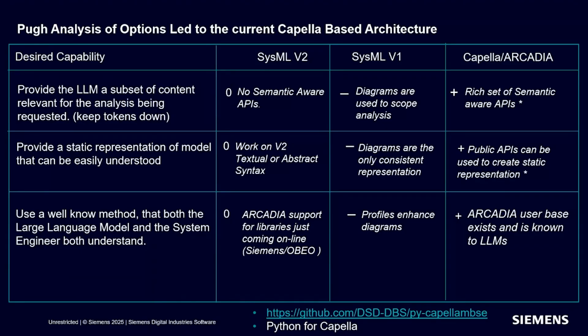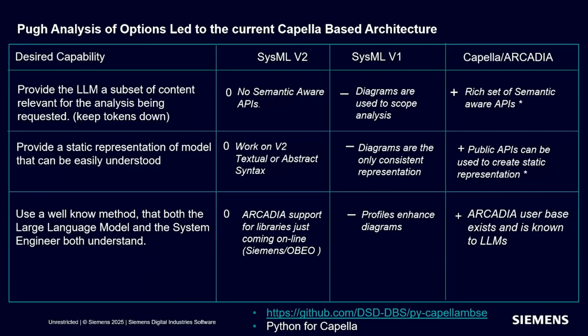I can find all the components related to it. I could do some really cool things if I had that semantic aware API. Well, I don't. But I looked around and I said, okay, what other options do I have? SysML v1, doing this on SysML v1 would be a nightmare. There is no underlying semantic representation that I can work with. But Capella has a very rich set of semantic APIs, and there's two sources of where I can do that.